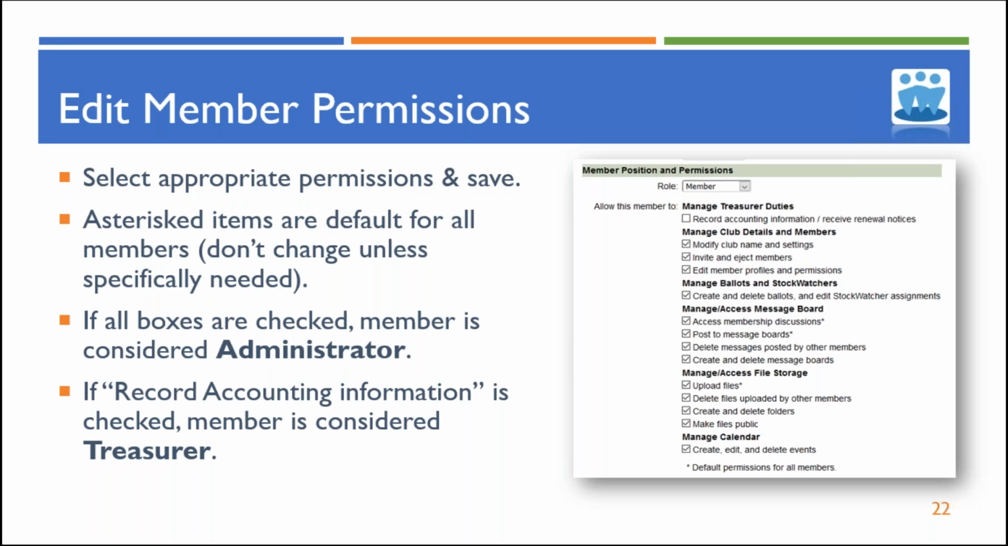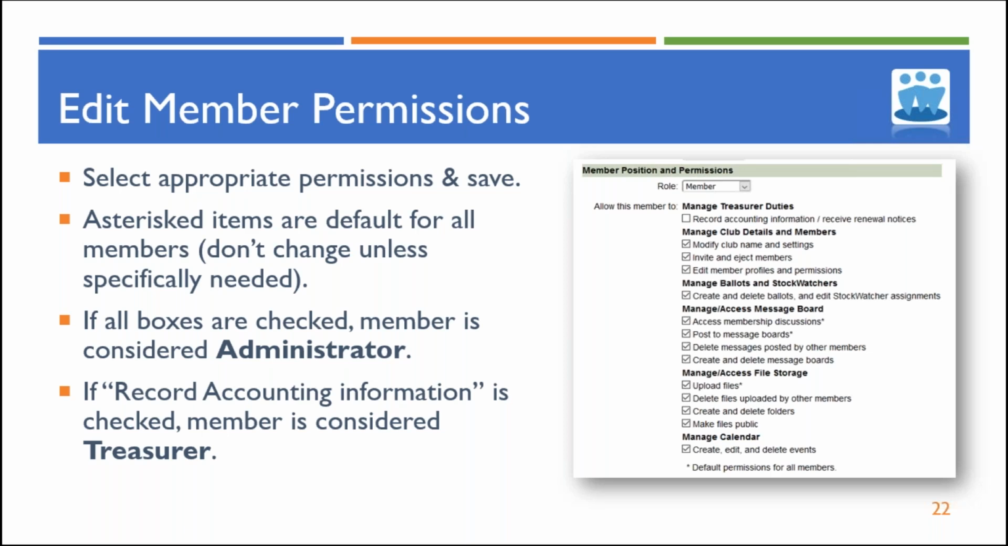Now, some of these have asterisks after them. Those are the default permissions that all members get. So for instance, in the manage message board section, all members can access the discussions and post, but not all members can delete messages posted by other members or create and delete message boards. So anything that's not asterisked is really meant to be assigned to someone in a responsible position, such as an administrator or other officer.